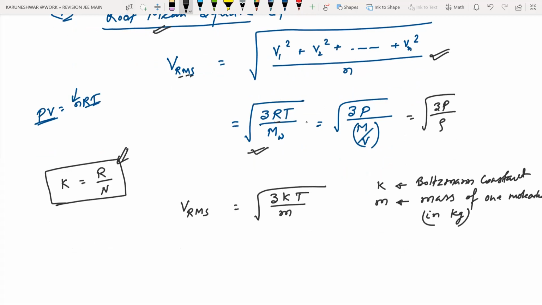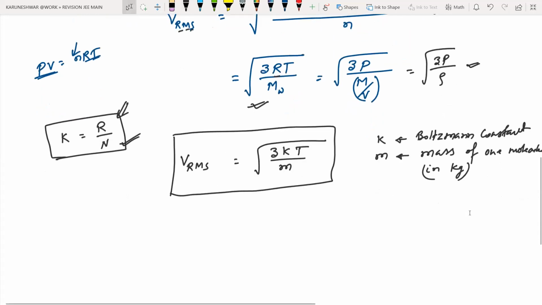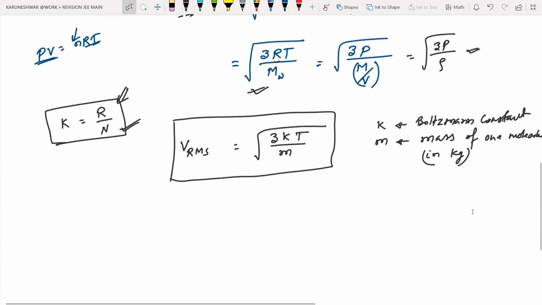You can also write VRMS in terms of the gaseous constant R, absolute temperature, and the molecular weight of the gas. In terms of that, it is the square root of 3RT by M. You can also change this in terms of pressure and density. Sometimes it is asked in terms of Boltzmann constant. Boltzmann constant is the gaseous constant R divided by Avogadro number. On that basis, you can write VRMS in terms of the Boltzmann constant k, where m is the mass of one molecule. So this is all about VRMS.